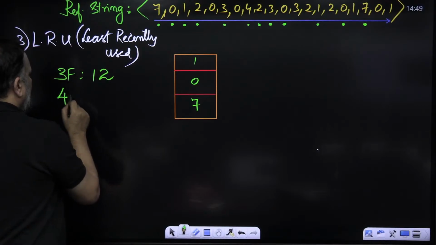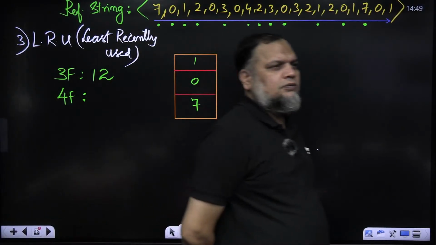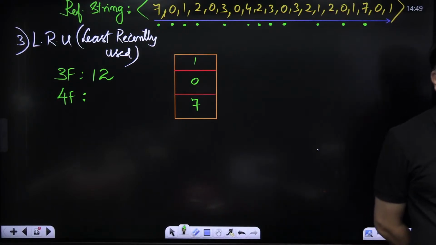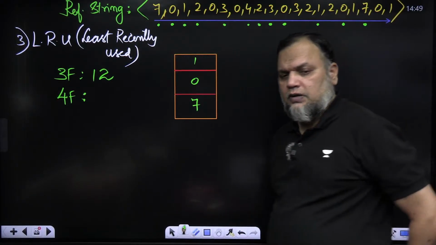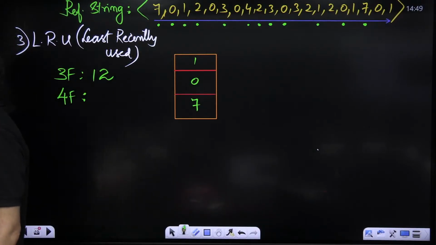Can you please work out and tell me quickly with 4 frames using LRU, how many page faults? Vijay has already done it. Very good. 4 frames, how many page faults? Please, boys and girls, work out and let me know. How many page faults will there be with 4 frames?